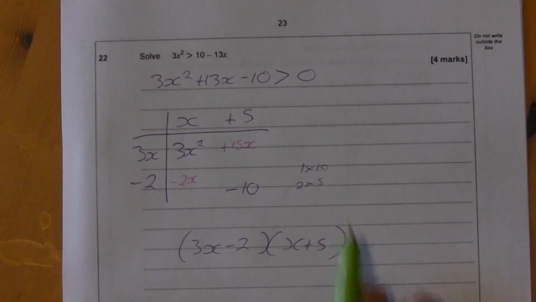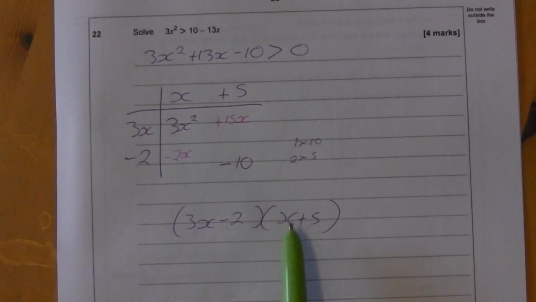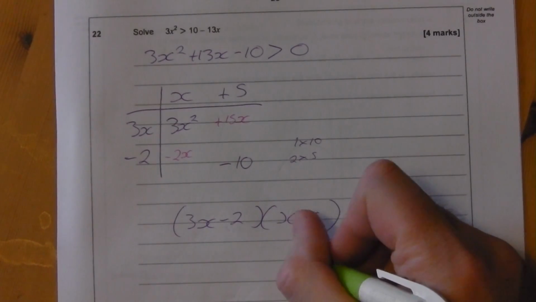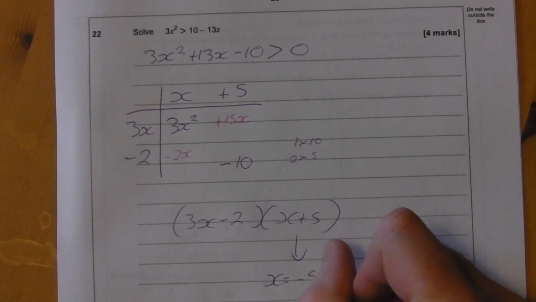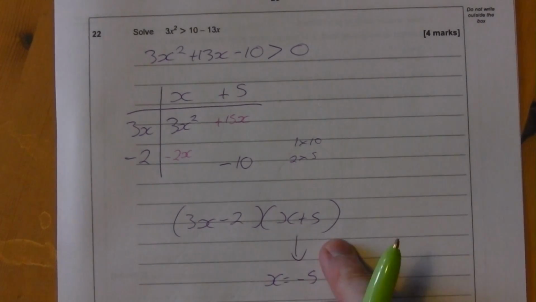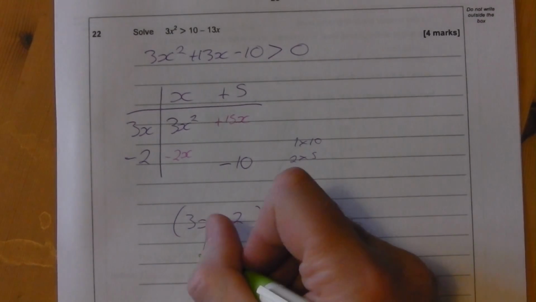But of course now, because it's greater than 0, we have to alter these. Now I'll do this one first because it's the easiest one. That means that x must equal minus 5 for this to be 0. Minus 5 plus 5 is 0. And if we look at this one, we do the opposite here.